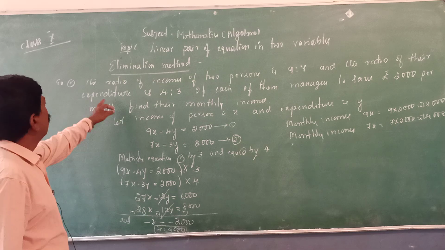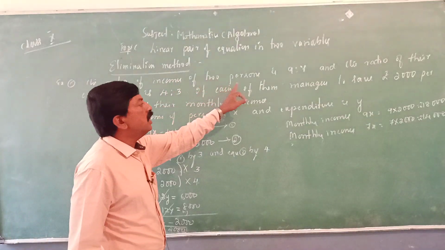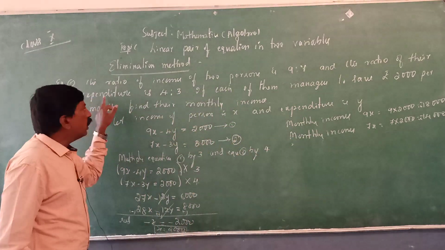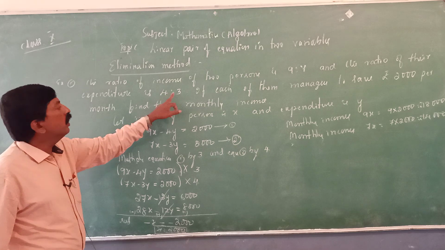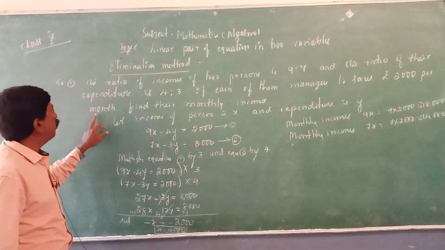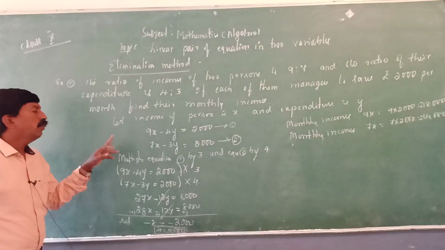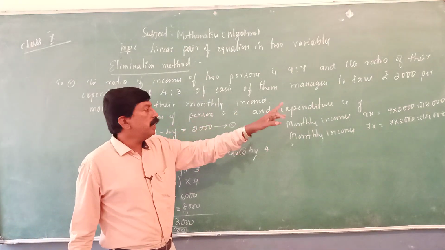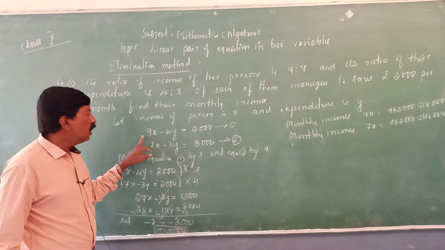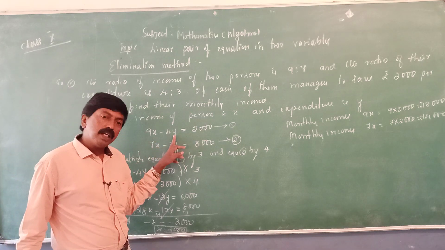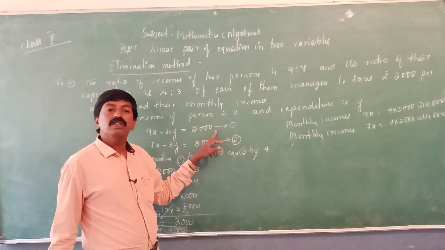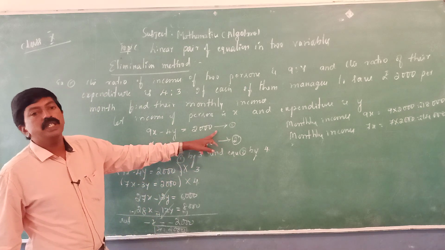Once again, listen here. The ratio of income of two persons is 9:7 and the ratio of their expenditure is 4:3. Each of them manages to save 2000 per month; find their monthly income. We have taken income as x and expenditure as y. So 9x is the income of the first person, 4y is the expenditure. Income minus expenditure equals savings. How much does he save? 2000.